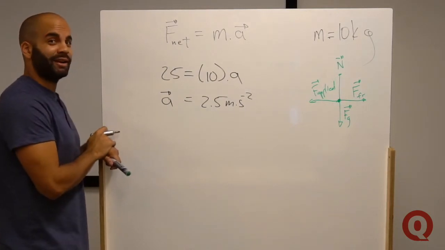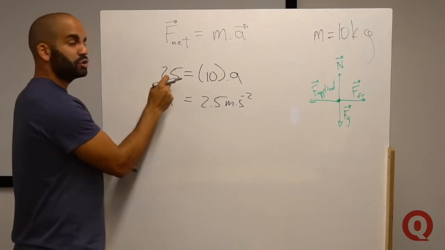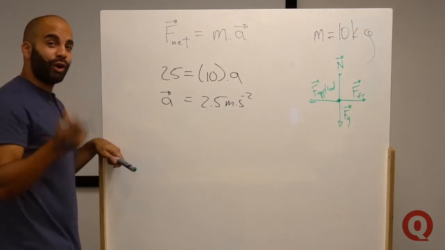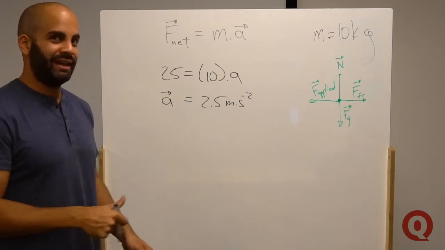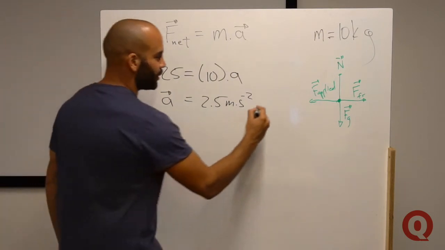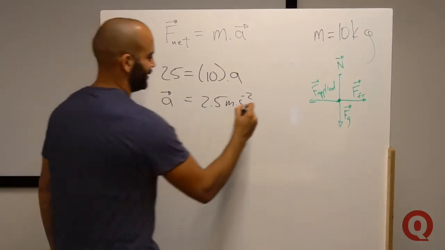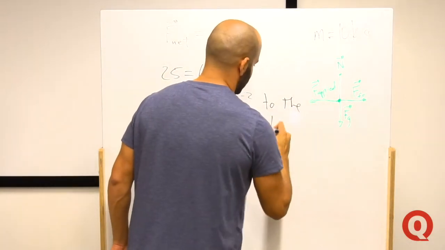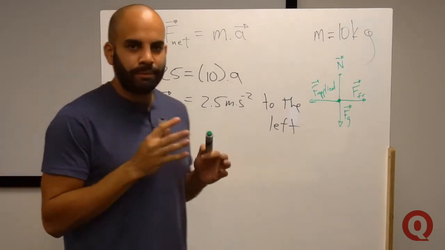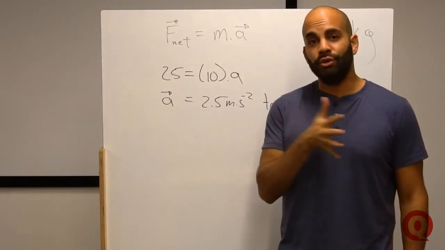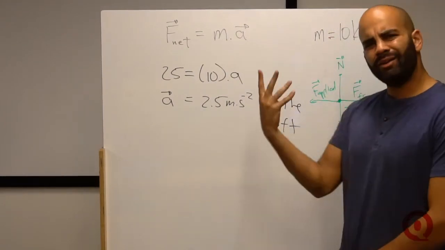But you almost forgot the direction, eh? I know sometimes when I was writing exams, I would forget which direction. Remember, this was 25 newtons to the left, so the block also needs to accelerate in the same direction. You can't have a force in one direction and accelerate in another direction. So it's going to be 2.5 meters per second squared to the left. And now you've solved your first simple application of a block moving on a surface using Newton's second law. How easy was that?